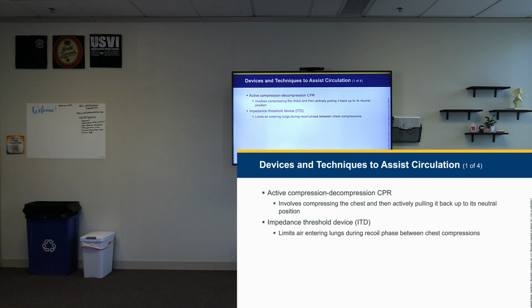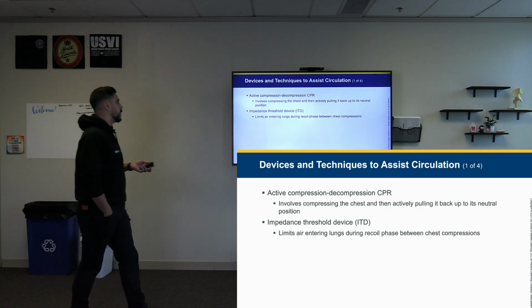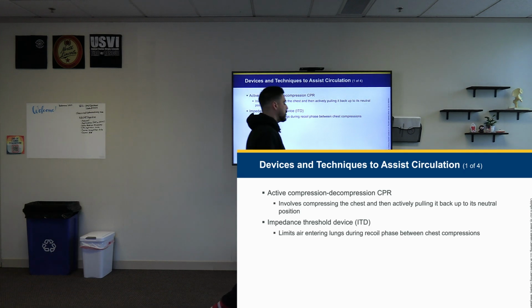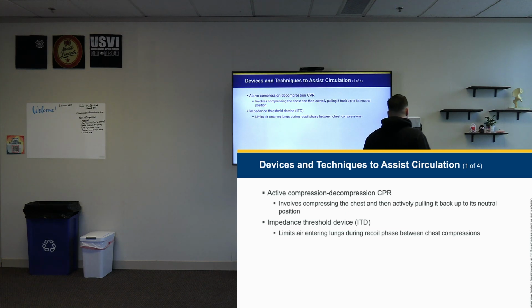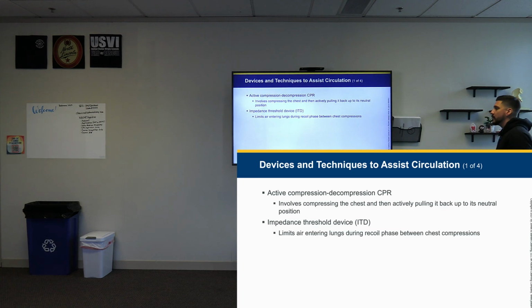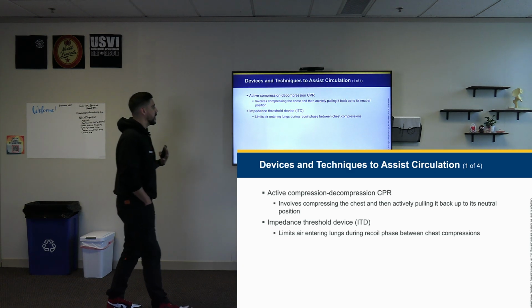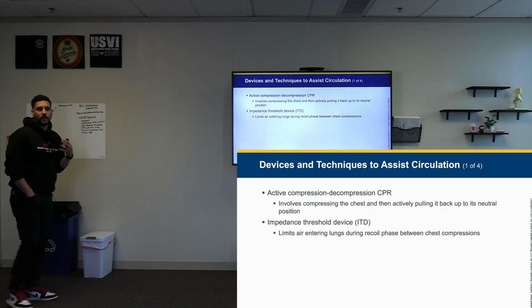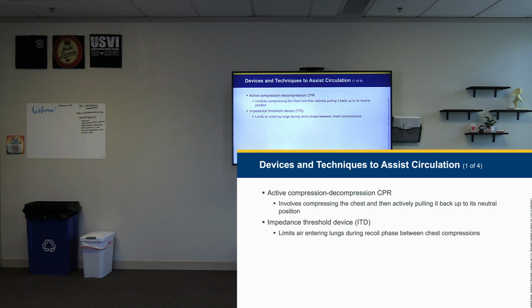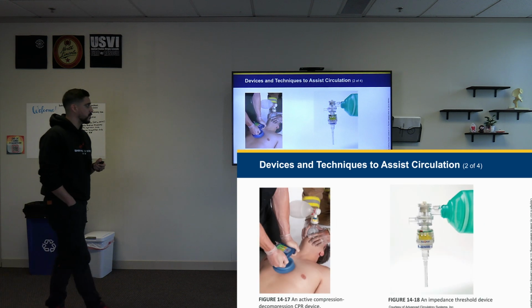Now there are different devices that we will use to help with our outcomes for CPR. First is active compression-decompression CPR. It always involves compressing the chest, then actively pulling it up to its neutral position. Hands are going to be our gold standard, and I'm sure people already know where I'm going with this when it comes to compression devices, but your hands are the gold standard. Now there are also impedance threshold devices. This limits the air entering the lungs during the recoil phase between chest compressions. We don't want to overfill the lungs, because then we run the risk of popping lungs when we do chest compressions. So that's where that slow, controlled breath over a second comes in.